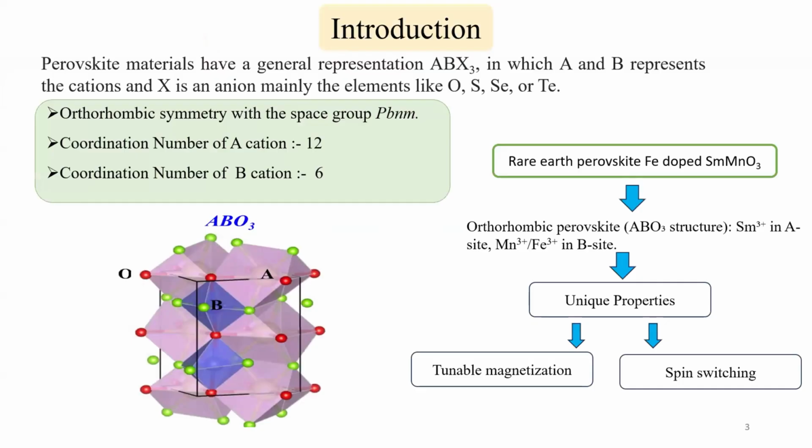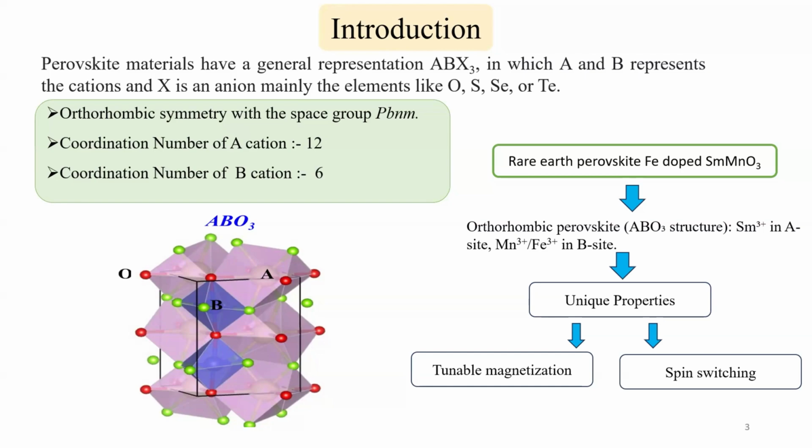So, introduction. Perovskite materials have the general formula ABX3, where A and B are both cations and X is an anion. We have chosen samarium as the rare earth material for A, and manganese as the magnetic material for B, which has an orthorhombic crystal symmetry with space group Pbnm, where the A cation has a coordination number of 12 and the B cation has a coordination number of 6.